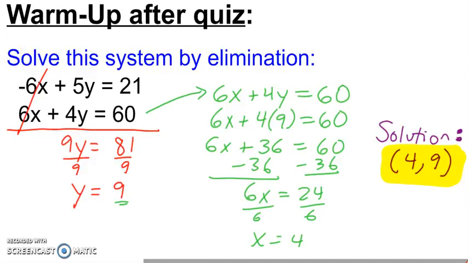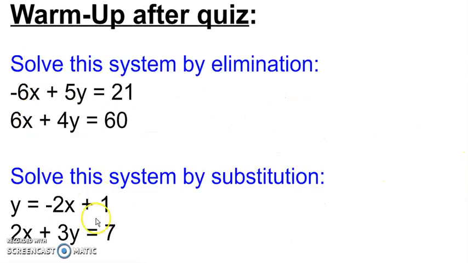The second problem in your warm-up was solving this system down here by substitution. This is a pretty straightforward substitution problem because we already have the first equation written in y equals form. Or in other words, we already have this variable solved for here, so we're ready to substitute the negative 2x plus 1 in place of the y in the second equation.